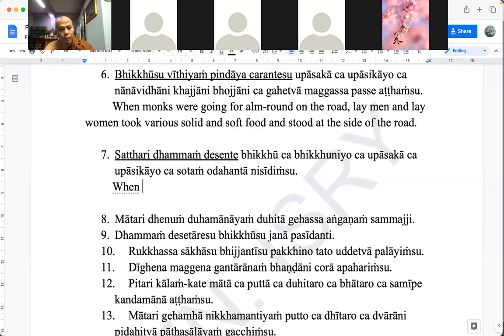So when the Lord, the Buddha, is expounding the Dhamma. Maybe the main verb here is past tense, that is better. Was expounding the Dhamma.